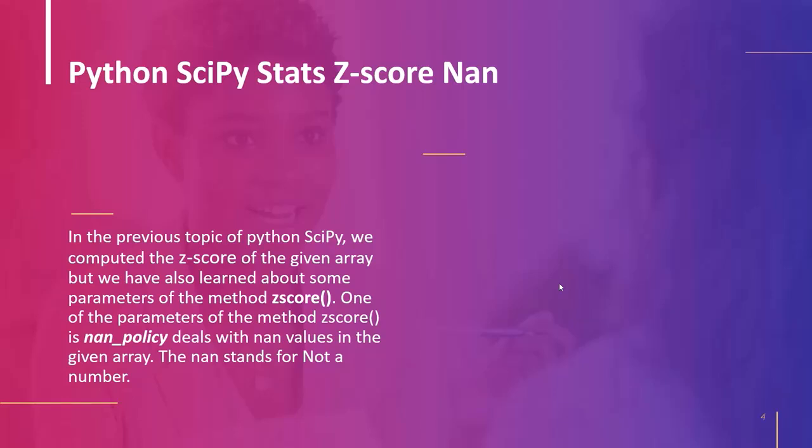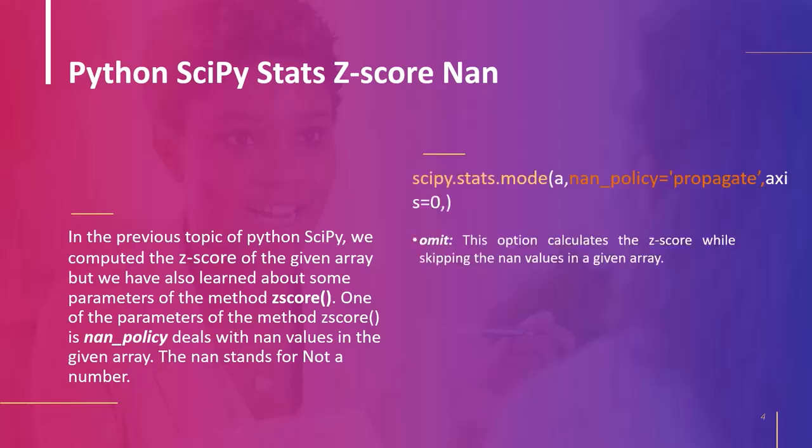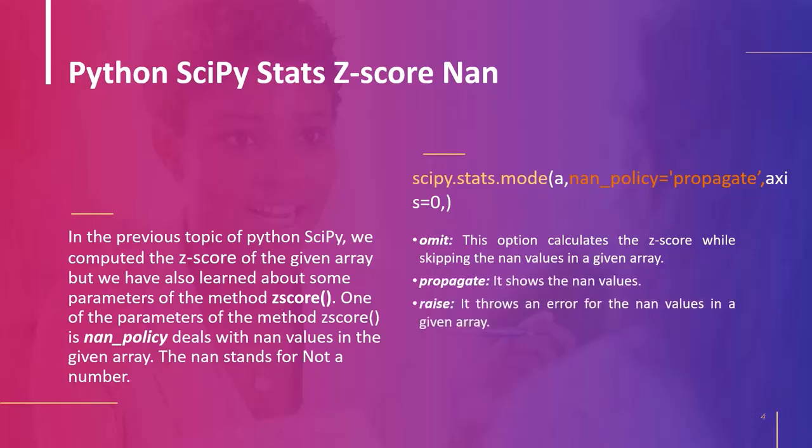The parameter nan_policy has options that handle the nan values in different ways. These options are defined as: omit, this option computes the z-score while ignoring any null values in the supplied arrays. Propagate, it displays the null values. Raise, it throws an error when an array contains null values.